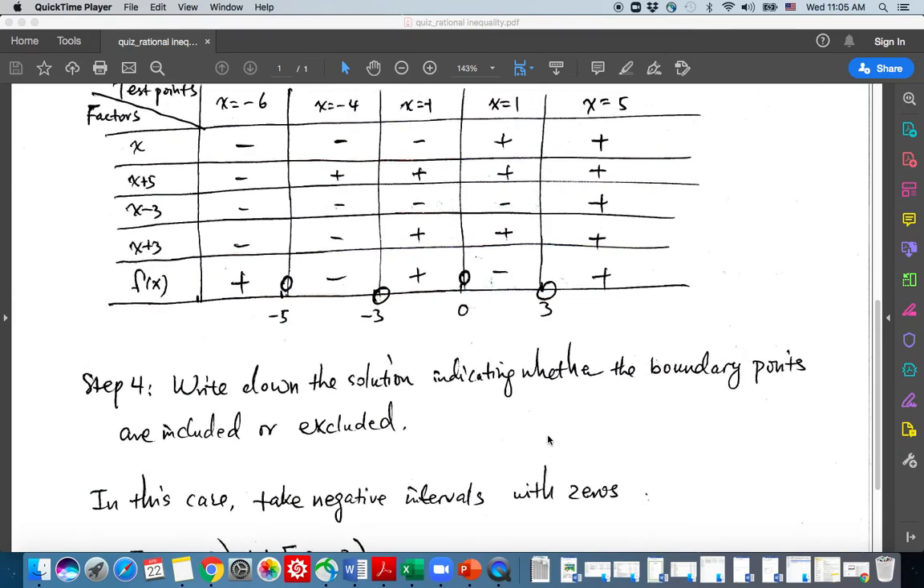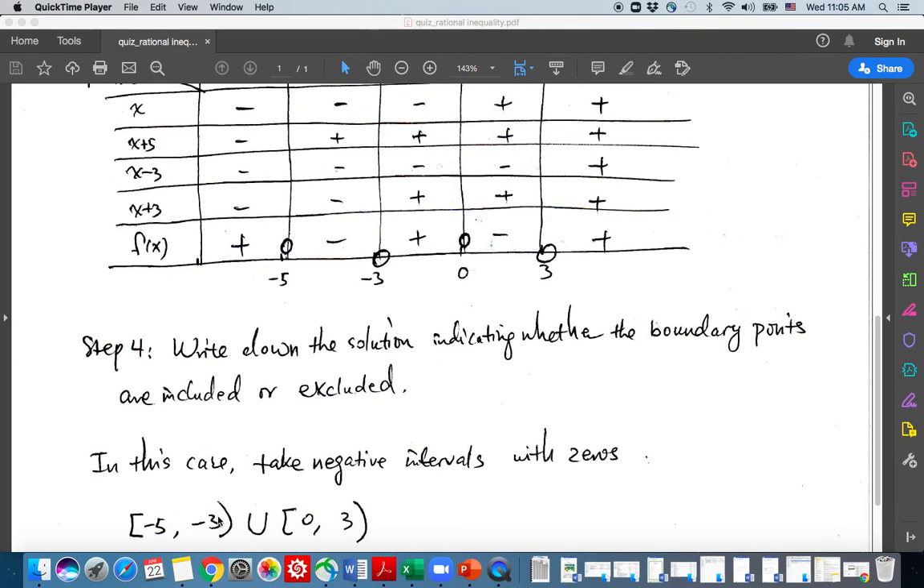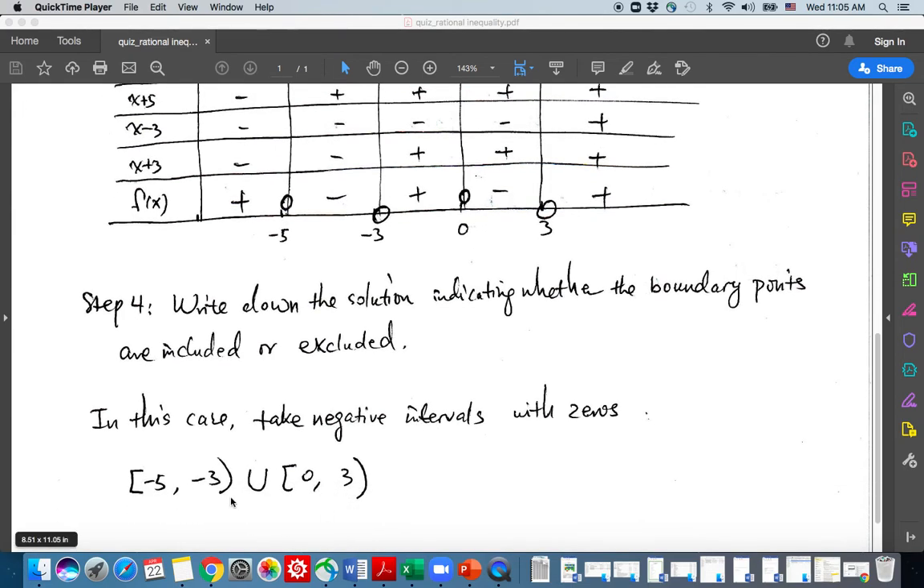In this case, we're looking for x values such that the left-hand side rational function is less than or equal to 0. So we're looking for the negative intervals. That's going to be the interval from -5 to -3 and from 0 to 3. But we have to be careful about endpoints. Since we're dealing with a non-strict inequality, we're going to include the zeros as well. -5 is a zero and 0 is a zero.